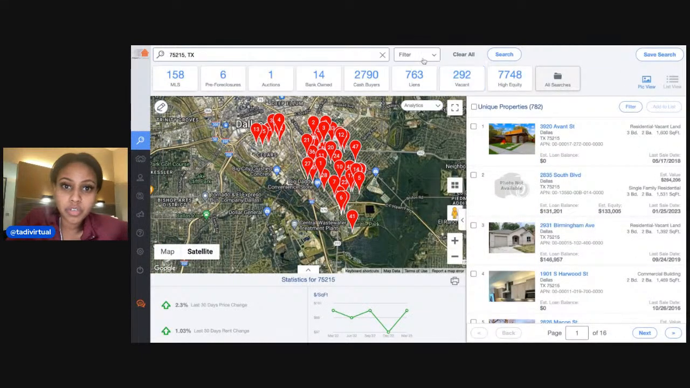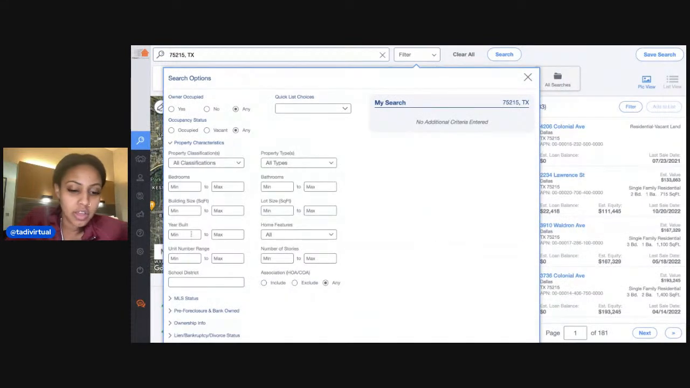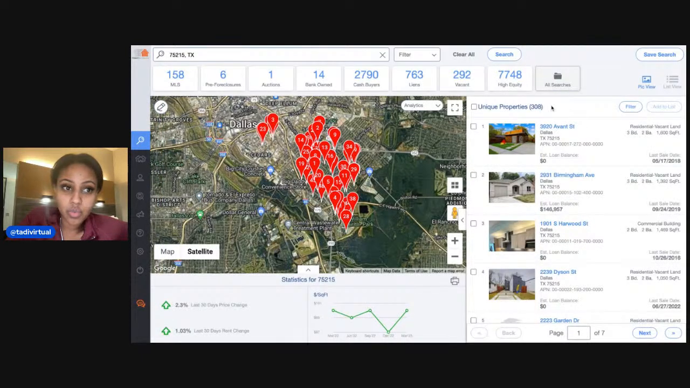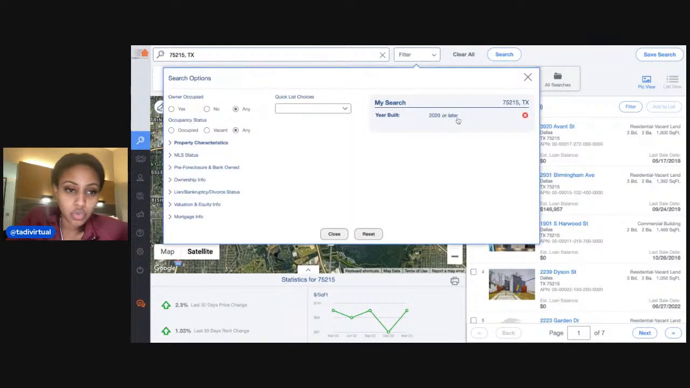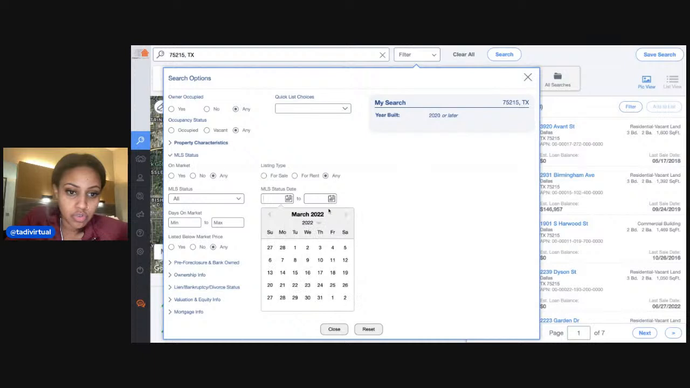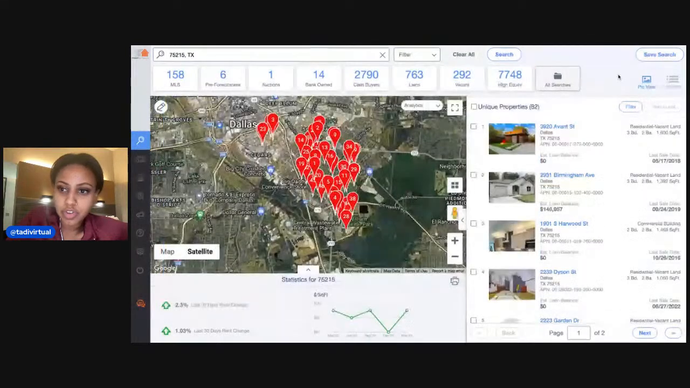So there's enough houses that were built in 2010. So I'm going to try 2020. Okay, so there's enough houses that were built. Nope. You're built 2020 or later. And then I'm going to say they had to have sold from June to now, let's say. New builds that sold from June to now.